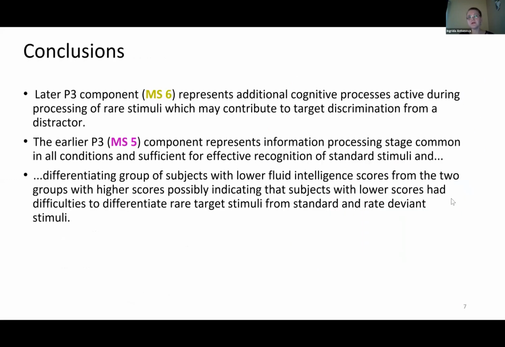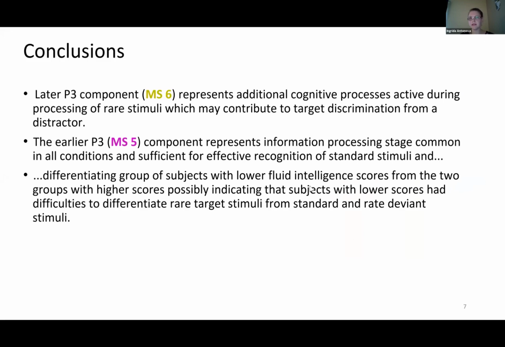So to conclude, the later P3 component associated in our data set with microstate 6 represented additional cognitive processes active during processing of both rare stimuli and possibly contributed to target discrimination from distractor, while the earlier P3 component associated with microstate 5 represents an information processing step common across all three conditions and sufficient to recognize the standard stimulus.